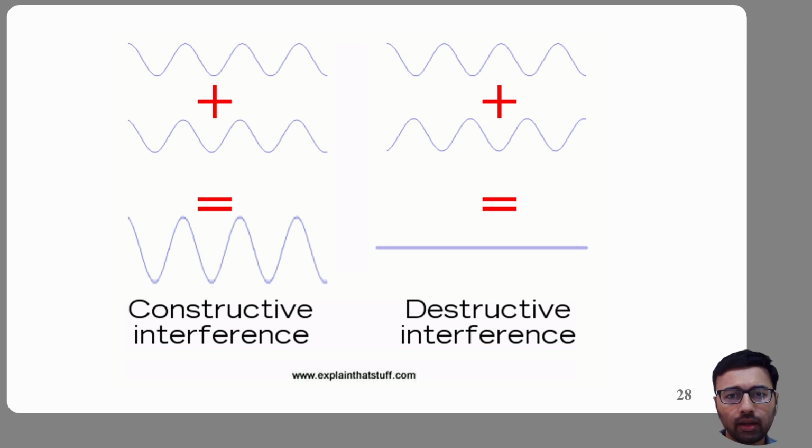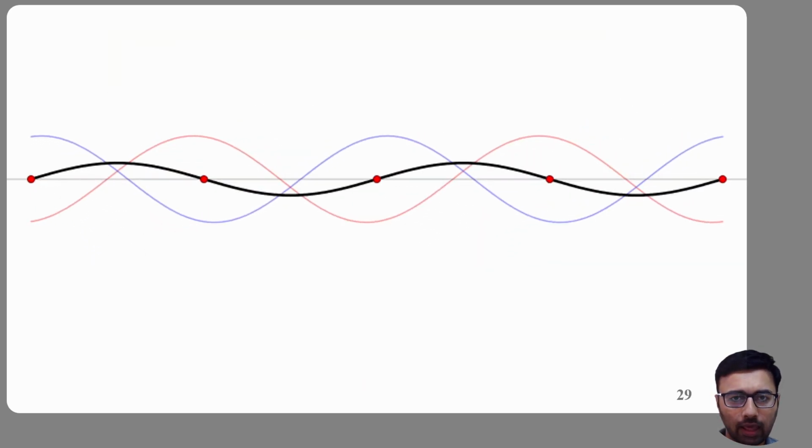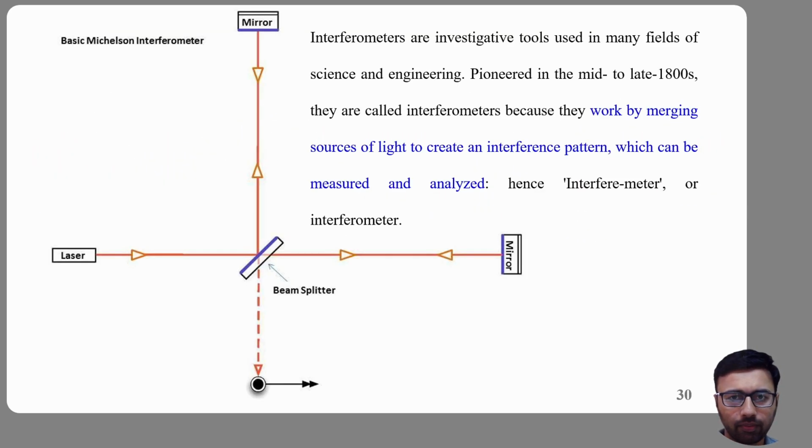Now imagine continuously changing the distance traveled by one of the waves. As the path length changes, the phase relationship changes continuously. This produces a constantly varying pattern of constructive and destructive interference. And this changing interference pattern is the foundation of FTIR spectroscopy, as shown in the figure.